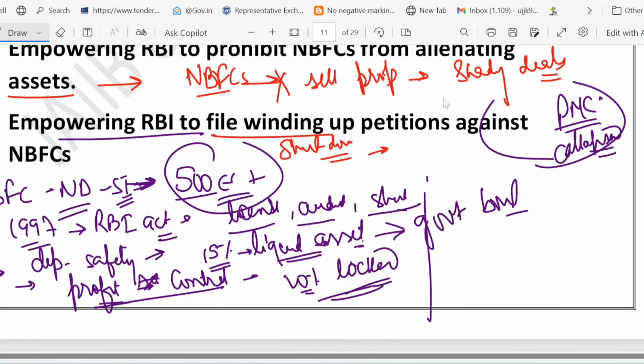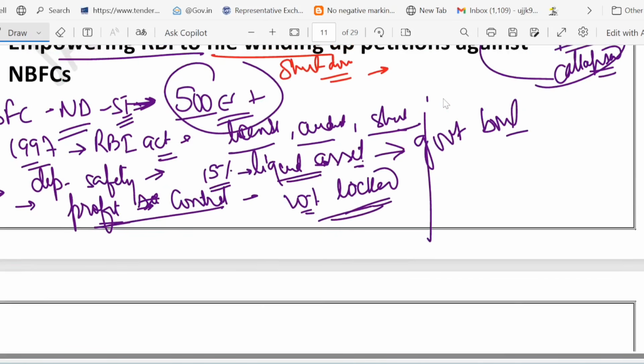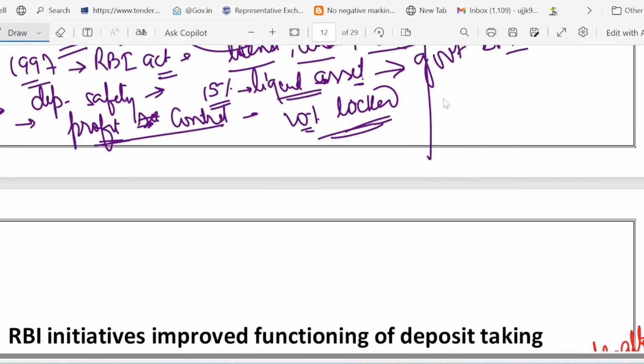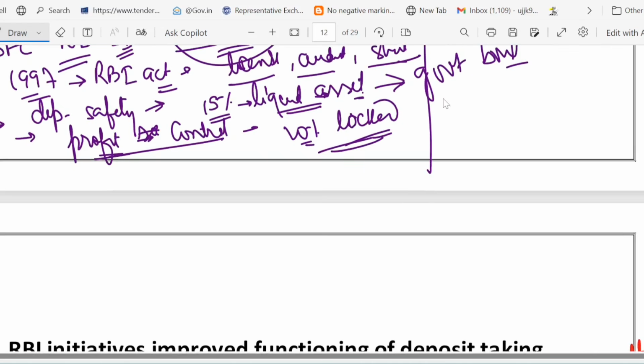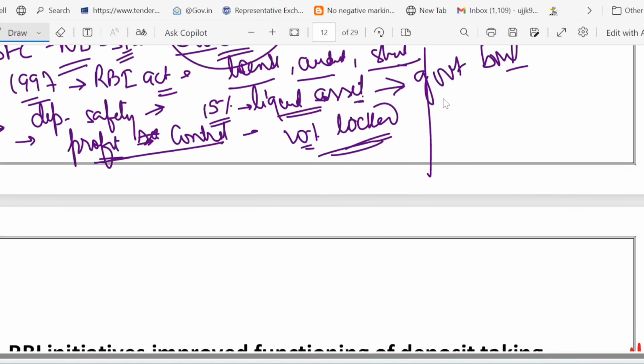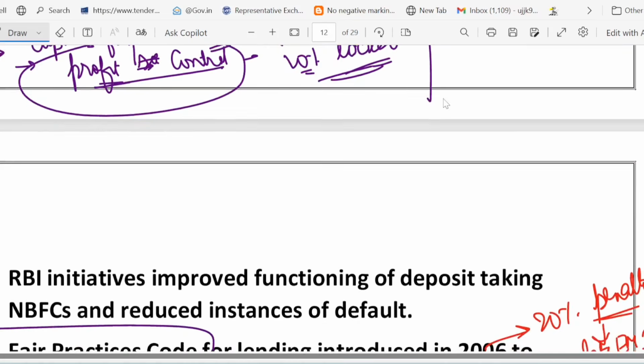Means for any particular NBFC, suppose total profit is 100 crore. Out of that, 20% must be kept. They can't recklessly spend the entire profit. So these were the regulations which were brought in 1997 after the RBI Act. Especially for NBFC-D, that is deposit taking NBFC, this liquid asset concept comes into picture, and this profit control concept is for all types of NBFC.